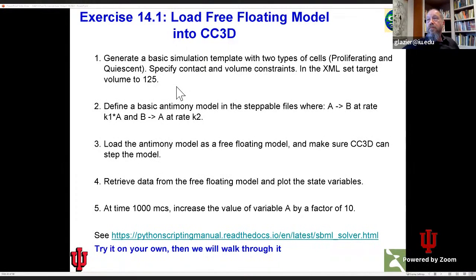Give them contact and volume energies, target volume of 125, just use the XML for that. You don't have to specify it in the Python.